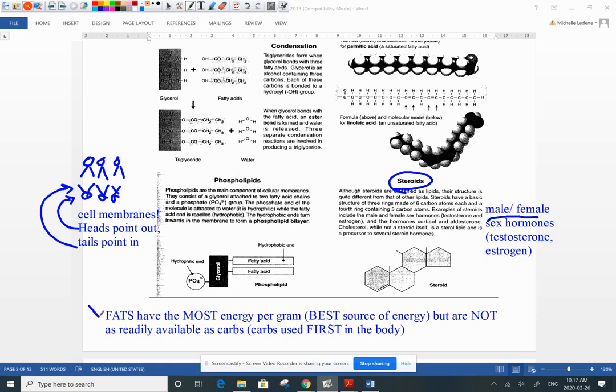Now, another note about fats is we talked about sugars being the most readily available, but fats actually have more energy in them. They're actually our best source of energy. They are packed with energy, but they're not as readily available for our body to use. So carbs are going to be used first in your body. They're going to be broken down first, and fats are going to be the best form of energy, but they're not as easy to break down.